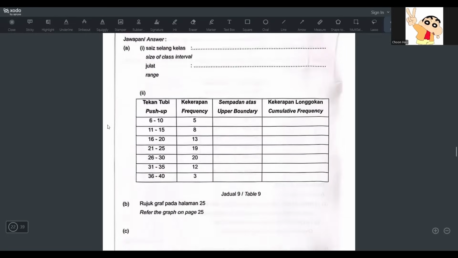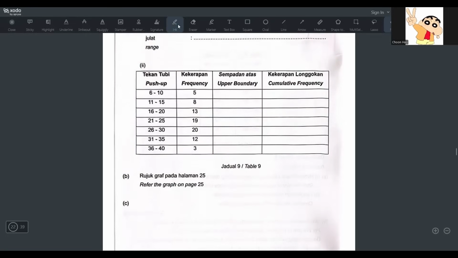Table 9. All right, this is the table. Okay, so let's complete the table. So how to find upper boundary? You will take the upper limit plus the next number divided by 2. So 10 plus 11 divided by 2 is 10.5.